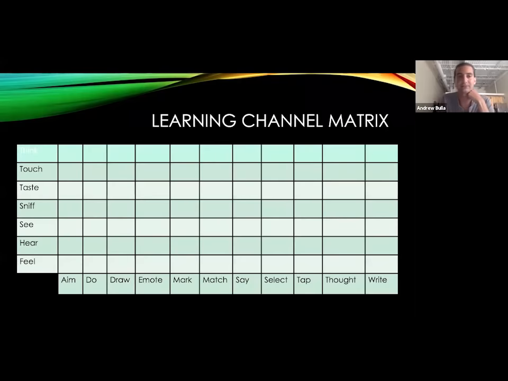Will they select it? Now, Eric Houghton created this learning channel matrix to help inform and help us create different pinpoints and create our learning channels. So if we look at the vertical side, we see the specific sensory contacts. So are they thinking it, touching it, tasting it, sniffing it, seeing it, hearing it, feeling it? And then we have all the behavioral outputs we can think of. So we have aim, do, draw, emote, mark, match, say, select, tap, thought, and write.